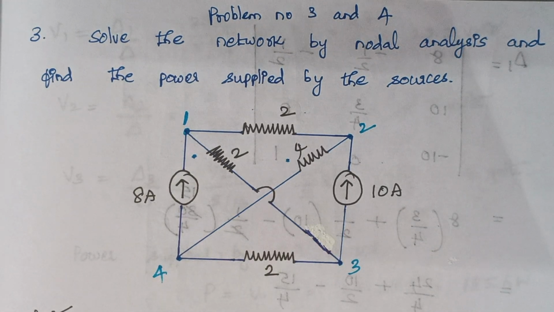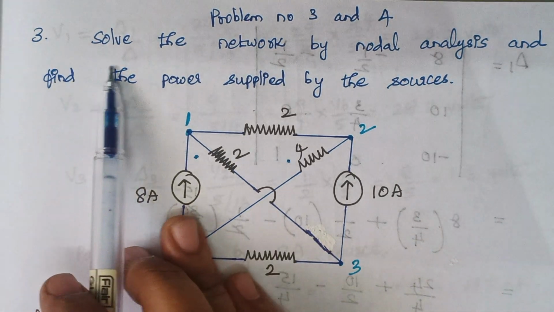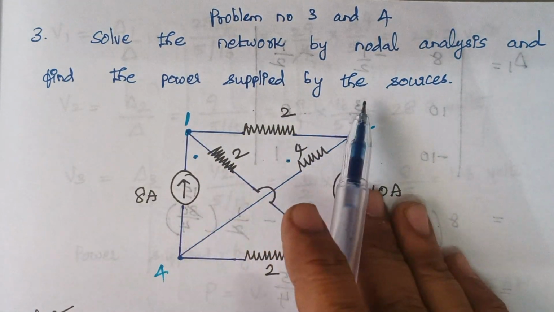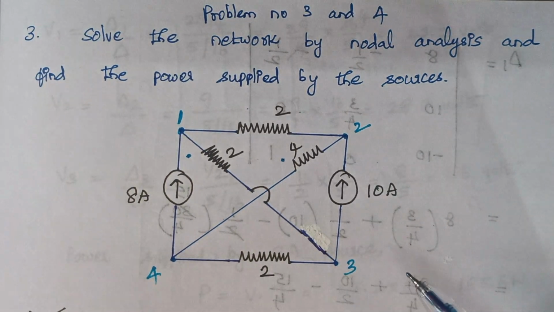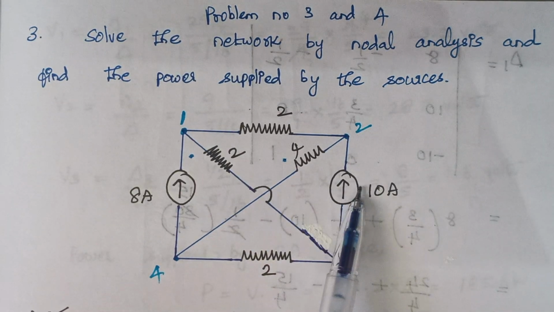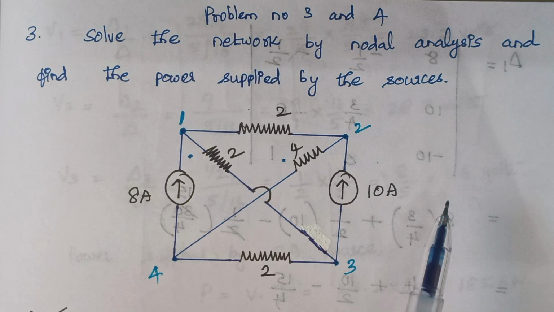Today we are going to solve problem number 3 and 4 under the topic nodal analysis. So here the problem is: solve the network by nodal analysis and find the power supplied by the sources. Right. So here in this problem, how many sources are present? Here we are having totally 2 current sources. Right. So we need to calculate the power supplied by the current source.